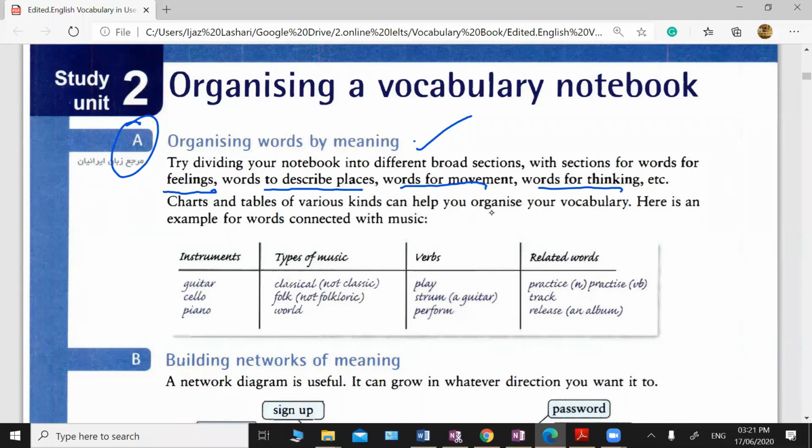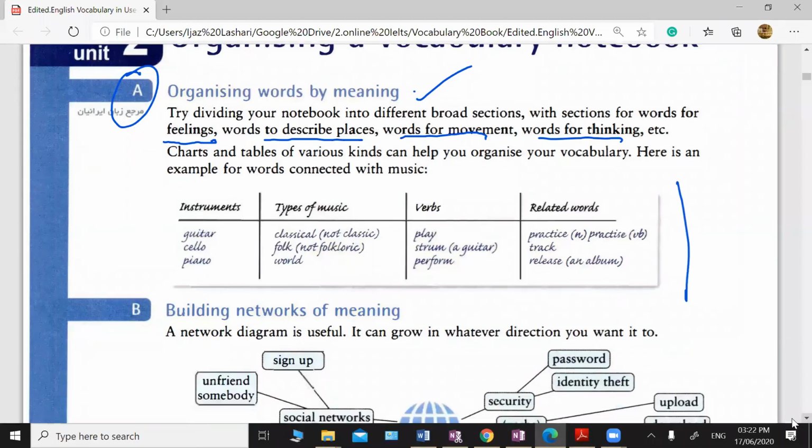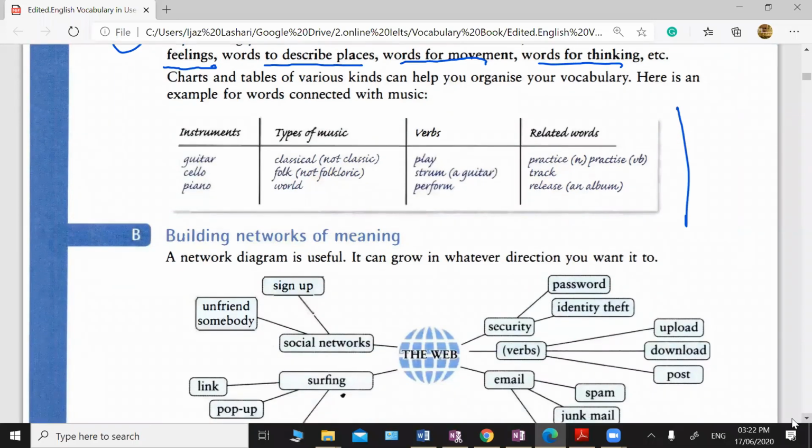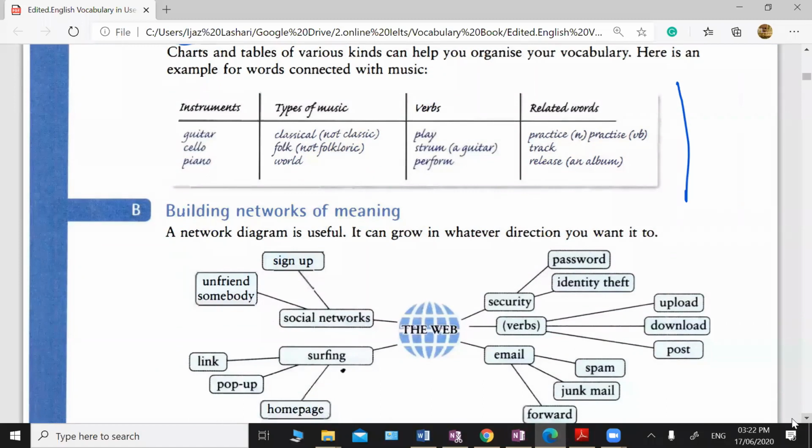Like you see in the picture here, this kind of chart. Here is an example of words connected with music. Now, here is a chart, and the words are related to music. Just quickly, you can look at the words which you see on the screen here. The first has instruments. What are different instruments? Like guitar or cello or piano.